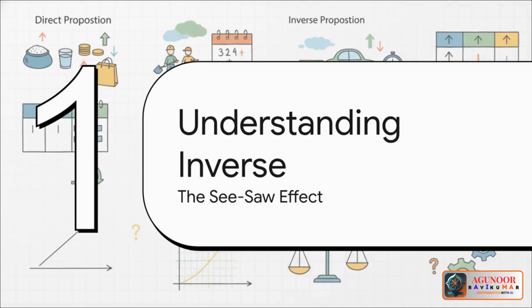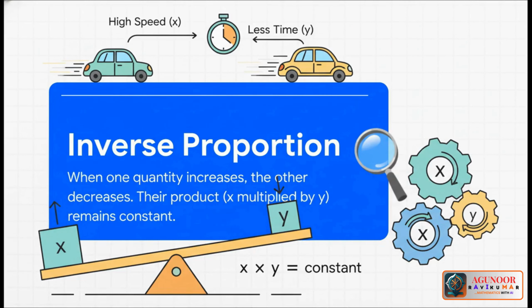All right, so we've got the hang of things moving together. But what happens when they move in opposite directions? Let's check out our next tool, inverse proportion. I like to call this the seesaw effect. The seesaw is literally the perfect way to picture this. As one side goes up, the other side has to go down. And here's the big difference to remember.